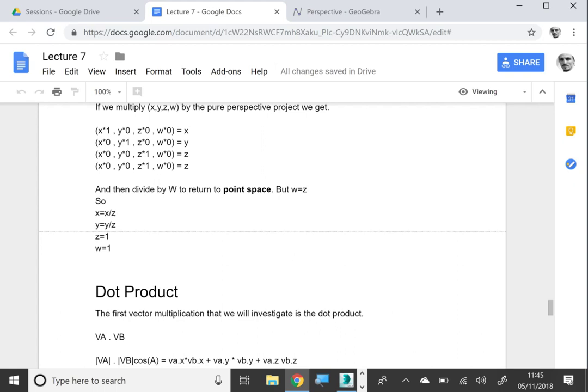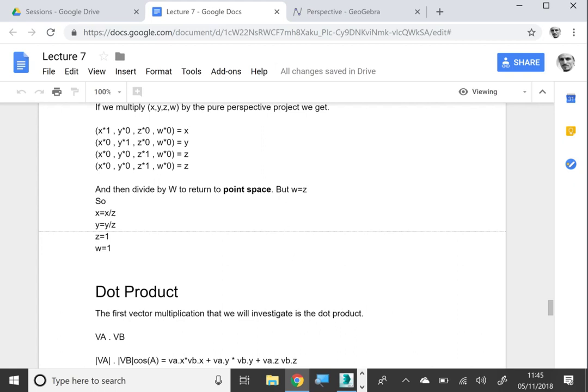We divide by W to return to point space. And we also know that W is Z because we've encoded W as Z. So what happens is we make a decision. Once we've gone through here, we divide by W. And what that means is effectively we divide X by Z, Y by Z, Z by 1, W by 1. All that to do a perspective transform.